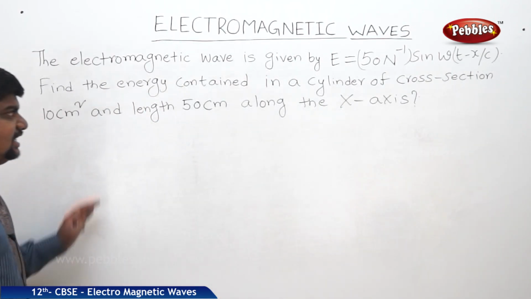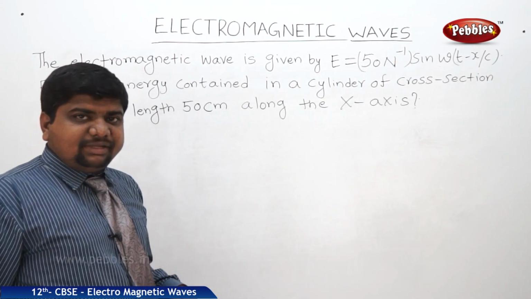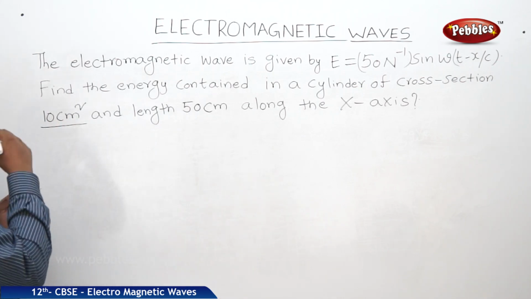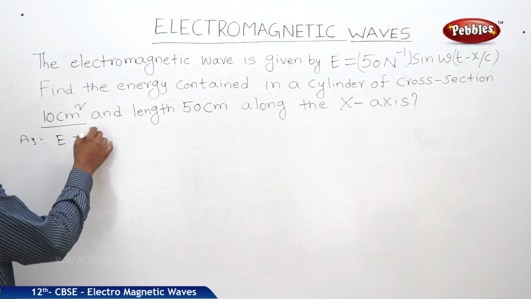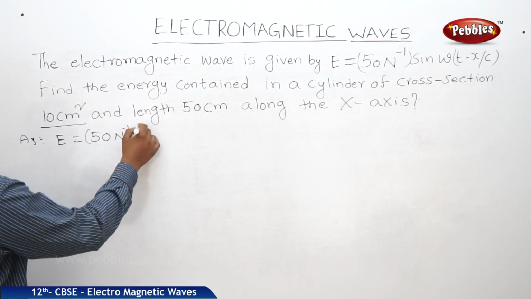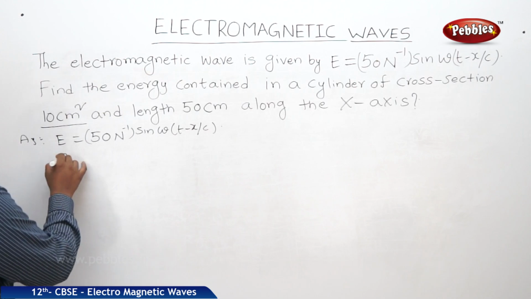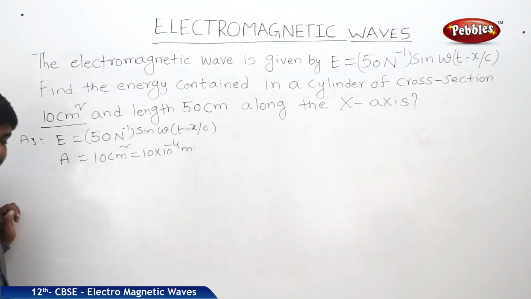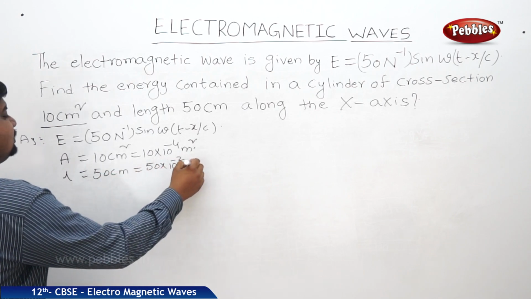Now we are seeing one problem related to energy densities. The statement is like this. The electromagnetic wave is given by E equals 50 sine omega of t minus x by C. Find the energy contained in a cylinder of cross section 10 centimeter square and length 50 centimeters along the x-axis. Let us write the given data. E is given as 50 sine omega of t minus x by C, and cross section area A is equal to 10 centimeters square, we can write 10 into 10 to the power minus 4 meters square. Next, length 50 centimeters means 50 into 10 to the power minus 2 meters.